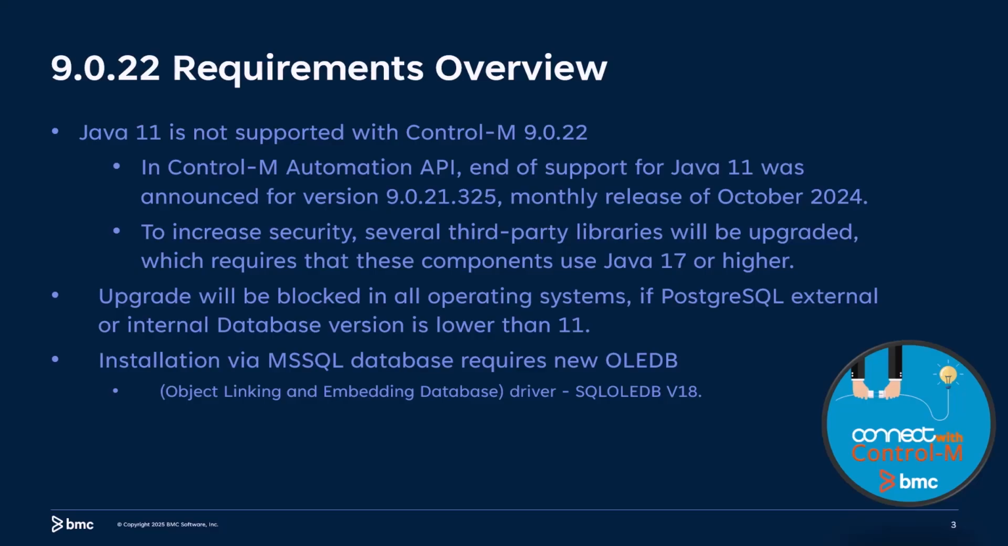Before you upgrade, here are a few technical must-knows. First, Java 11 is no longer supported in 922. This affects all major components, including Automation API. We're standardizing on Java 17 or higher to align with modern security and stability needs. Additionally, PostgreSQL versions below 11 are now blocked for both internal and external databases, so make sure you're running at least version 11 before upgrading. And if you're using MS SQL, you'll need to use the SQL OLE DB v18 driver.